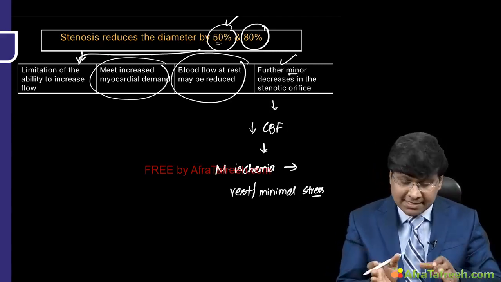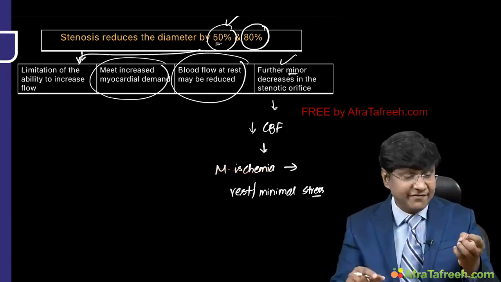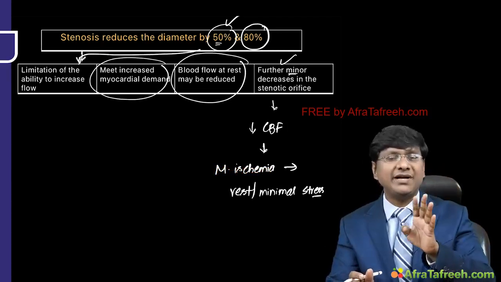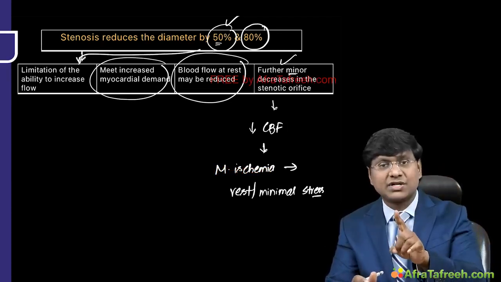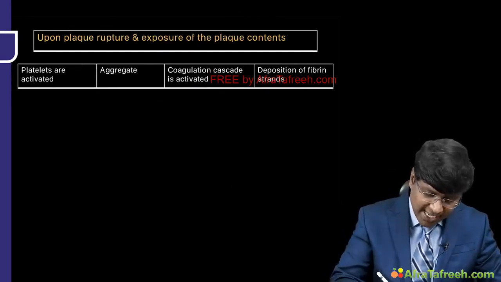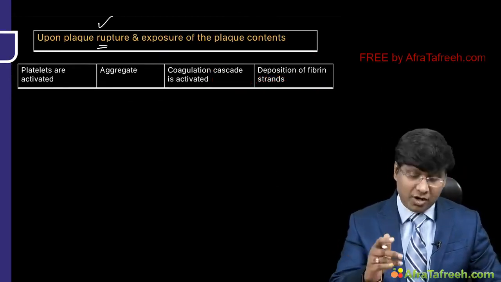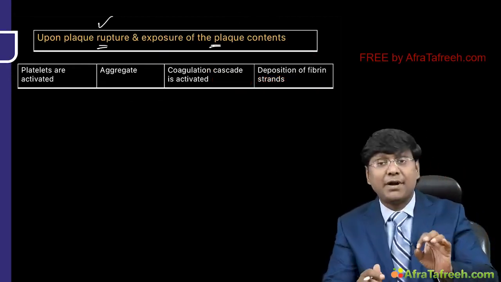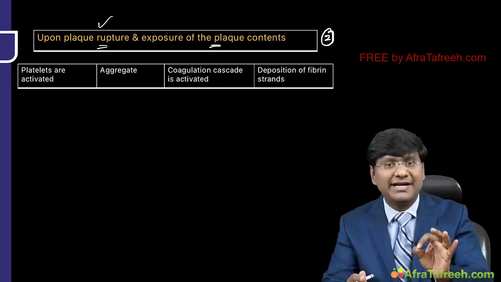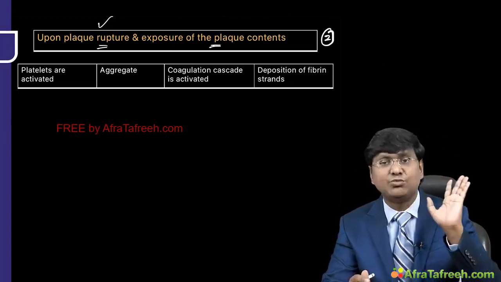Okay. Now, this particular atherosclerotic plaque, whichever is there within the vessel, if it ruptures, what happens? The acute coronary event occurs whenever this atherosclerotic plaque ruptures. So upon the plaque rupture and upon exposure of the plaque contents, two important and interrelated processes are set into motion.